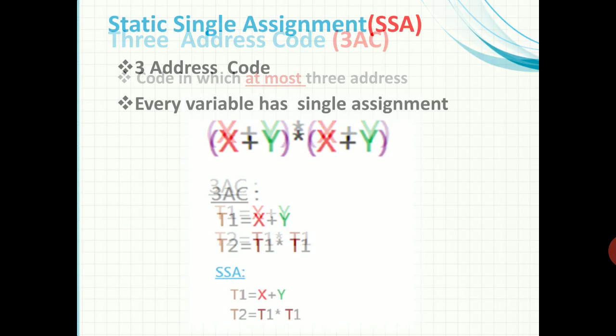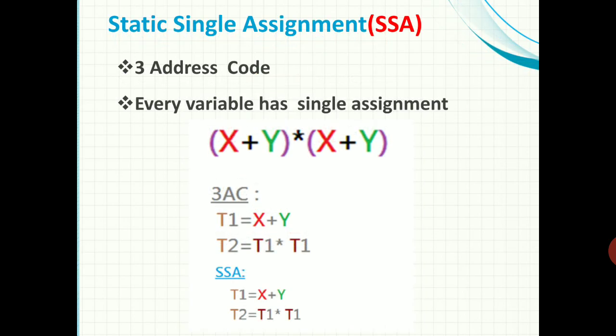The next representation is static single assignment, or SSA. It is also in three-address code. Its speciality is that every variable has a single assignment only.